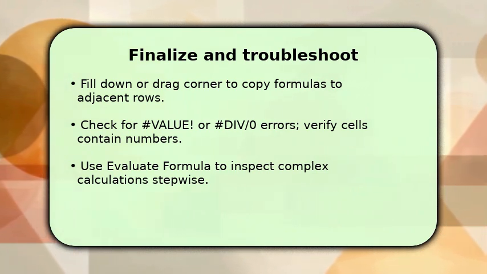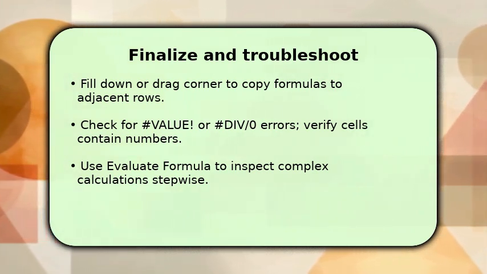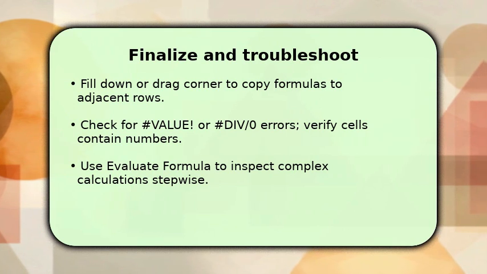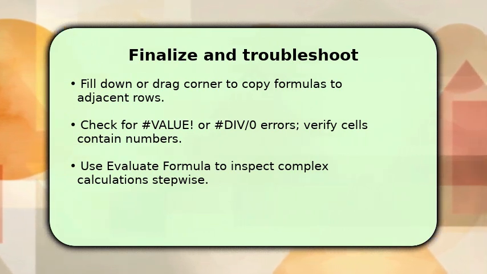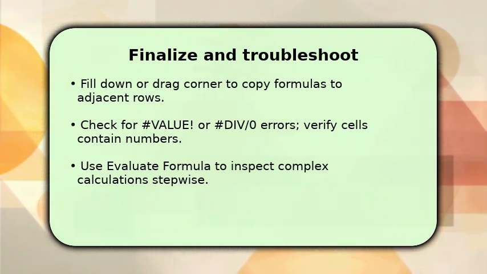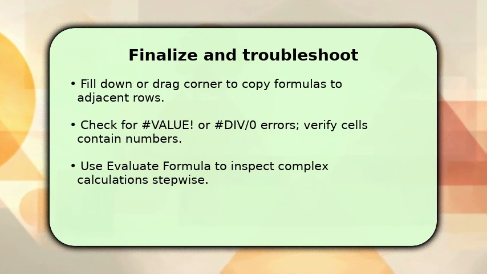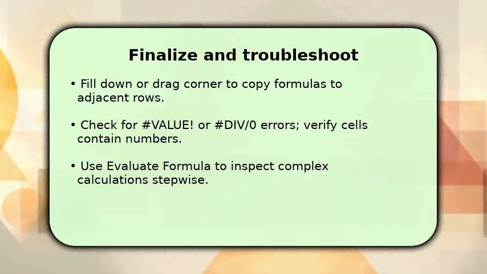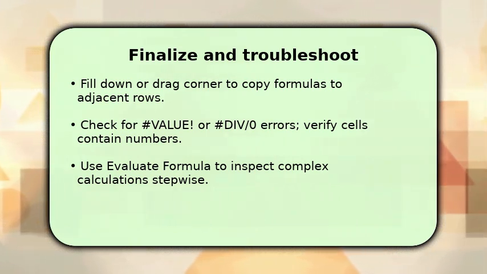For subtle issues, select the cell and run Evaluate Formula to step through each operation. This reveals misreferenced ranges or unexpected order of operations. Make sure to recalc. Press F9 after major edits so all dependent formulas refresh and reflect the latest inputs.